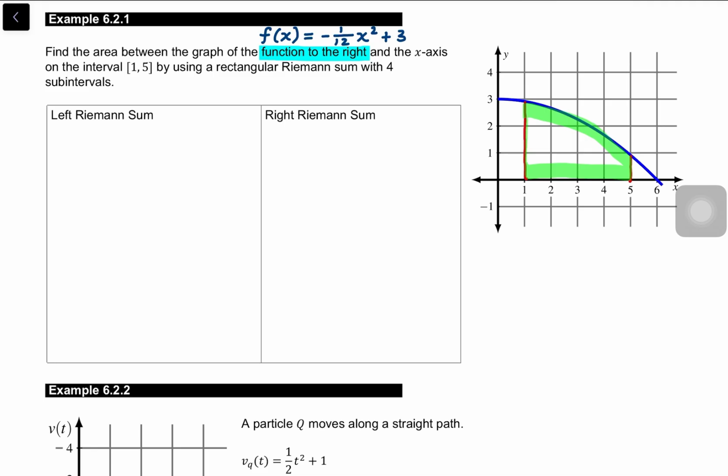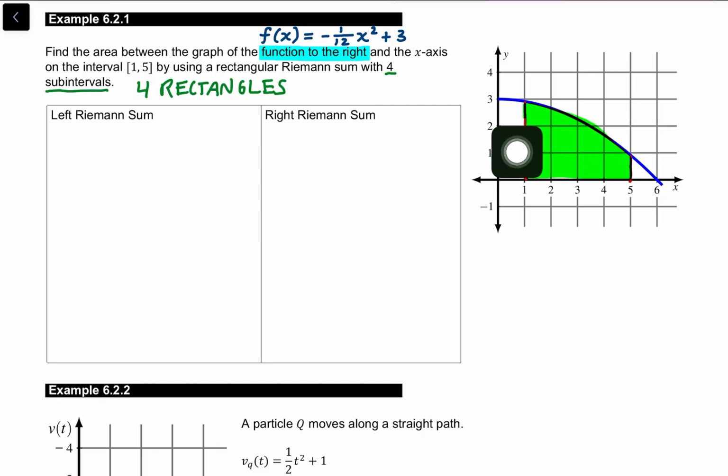I want to know how much area is here because, like you learned in 6.1, if this function is the graph of some rate of change, finding the area will accumulate that rate to find out the net change in units after some time. And so in this case, you see there's two boxes, a left Riemann sum and a right Riemann sum. We're going to use rectangles here, and in fact, we're going to use 4 of them. So 4 subintervals indicates that there are going to be 4 rectangles. Now, I wrote rectangular here, but if you don't see the word rectangular, you can just assume most of the time we're going to be using rectangles.